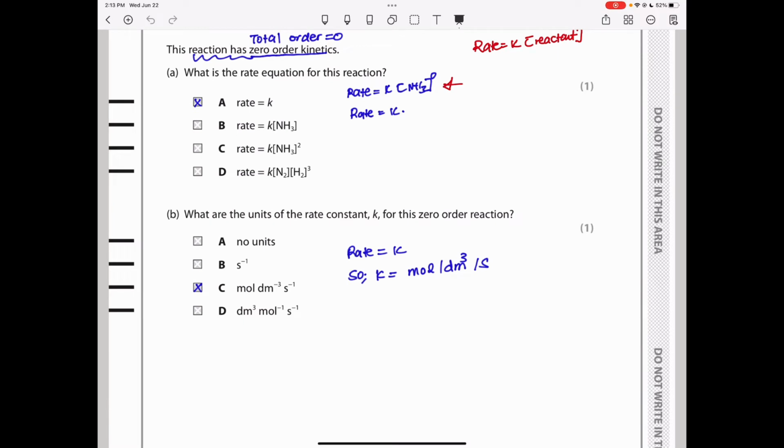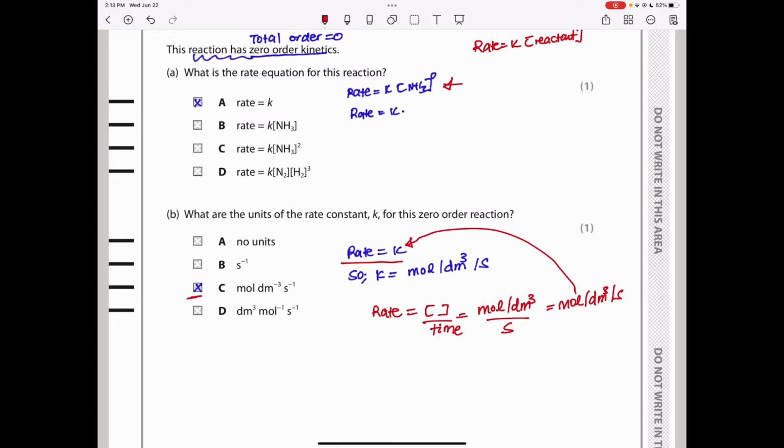Question B says, what are the units of the rate constant K for this zero order reaction? Remember, rate is equal to concentration over time, and that is equal to mole per decimeter cubed divided by second, so mole per decimeter cubed per second. Since here rate is equal to K, the unit for K should also be mole per decimeter cubed per second. So the answer here should be C.